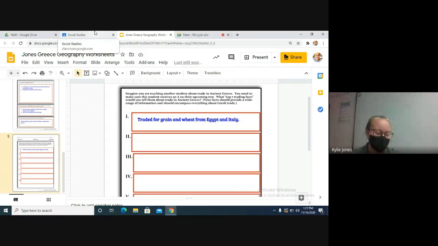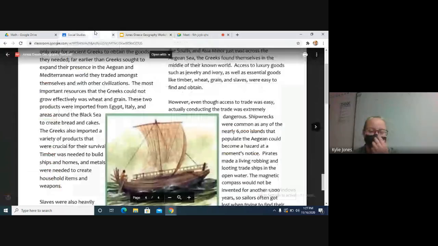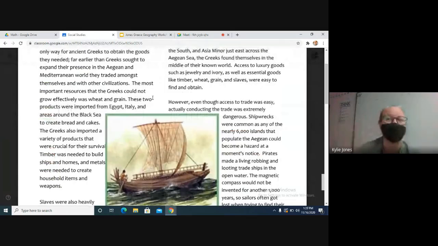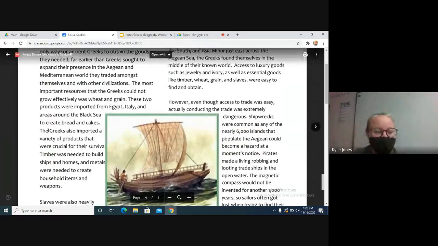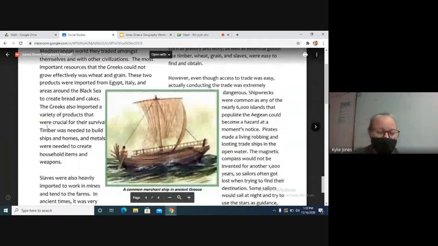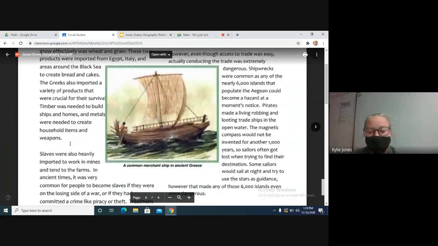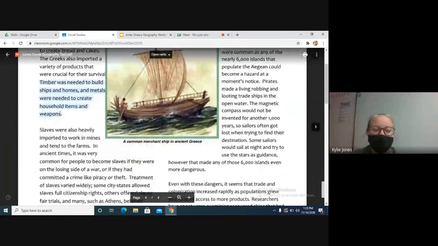Okay. All right, I'm going to keep reading because we're kind of running low on time, so I might just read the rest of this and then have you guys come up with the 7 facts about trade on your own. So it says, the Greeks also imported a variety of products that were crucial for their survival. Timber was needed to build ships and homes, and metals were needed to create household items and weapons. There's another couple of things that they needed but could not get on their own. They had to trade for it.